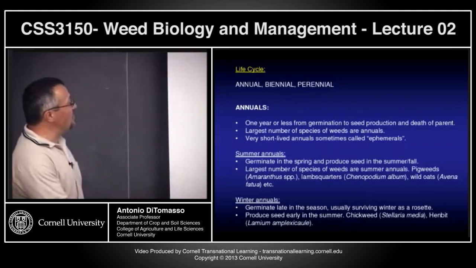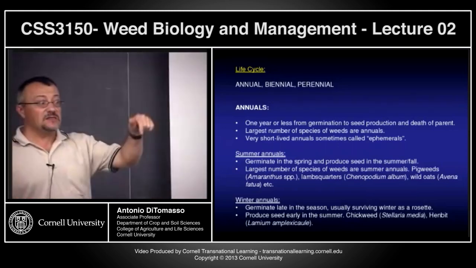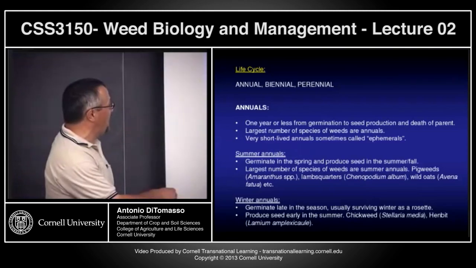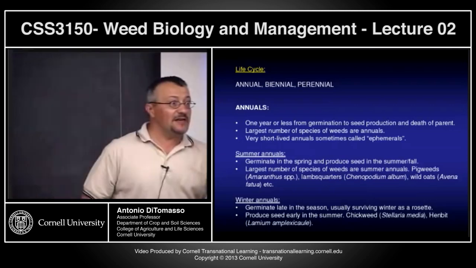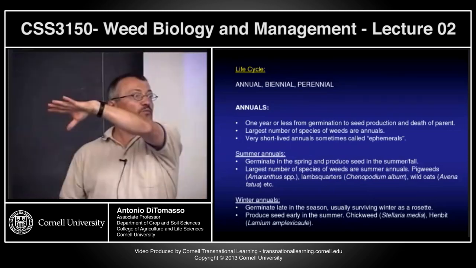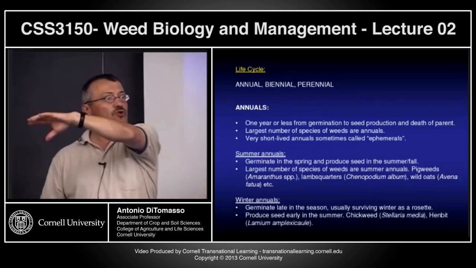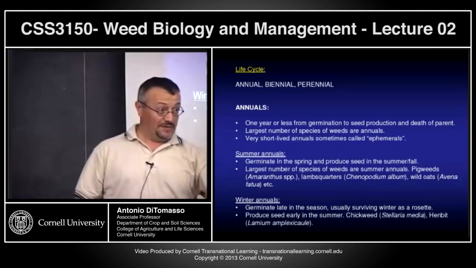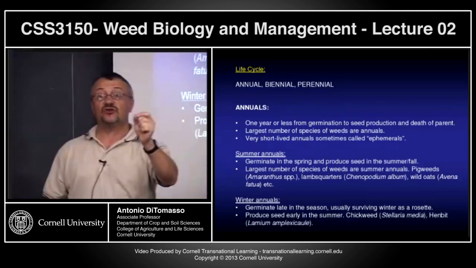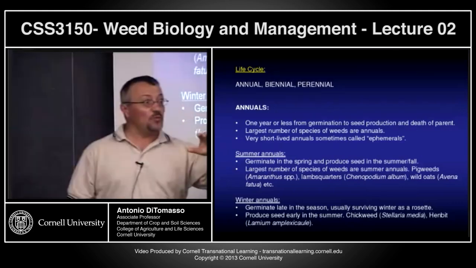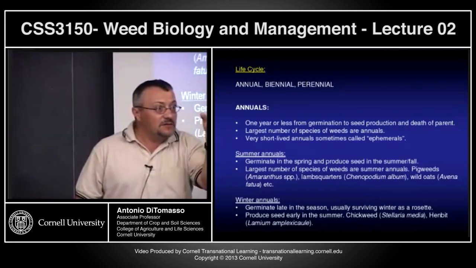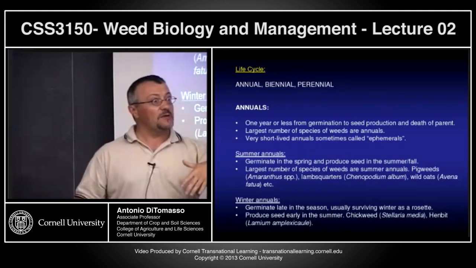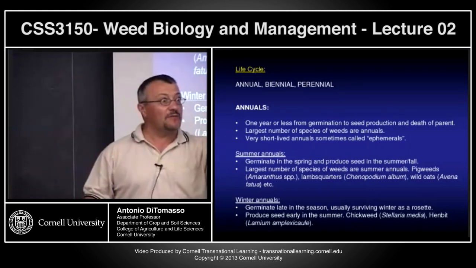The winter annuals are those that germinate late in the season. Some examples are chickweed and henbit. They're actually germinating now, okay? The seeds were produced in May or June and sat in the ground for a while. Now that the temperature is dropping and the photoperiod is decreasing, that's a cue for them to start germinating. They're going to pass the winter as little green rosettes, little green seedlings under the snow. They're not going to die, and come spring, in March and April, as the snow melts, they're the first to come out.